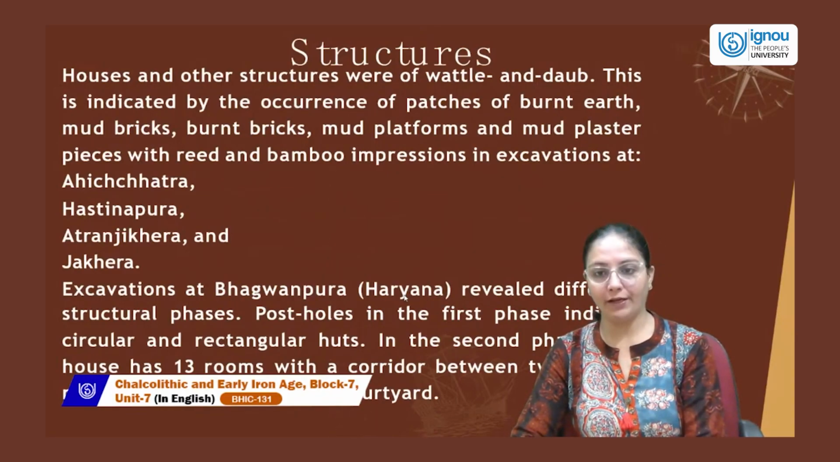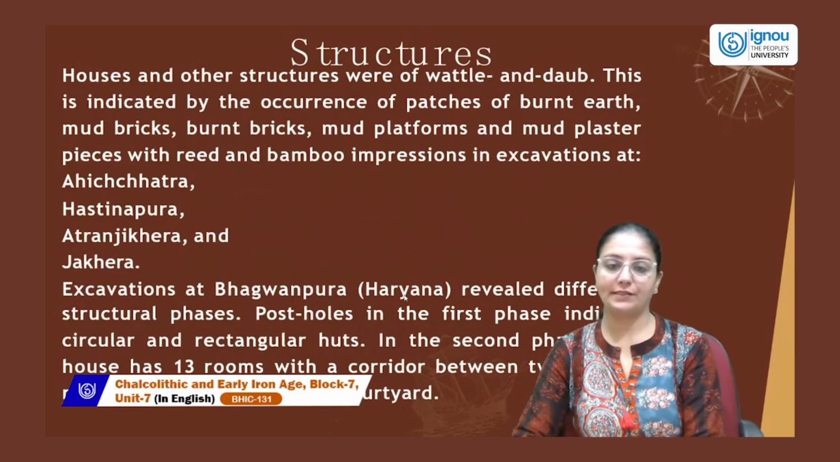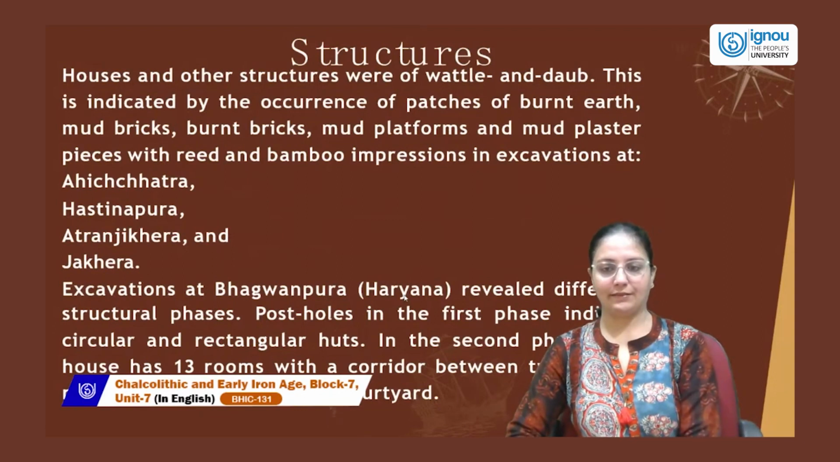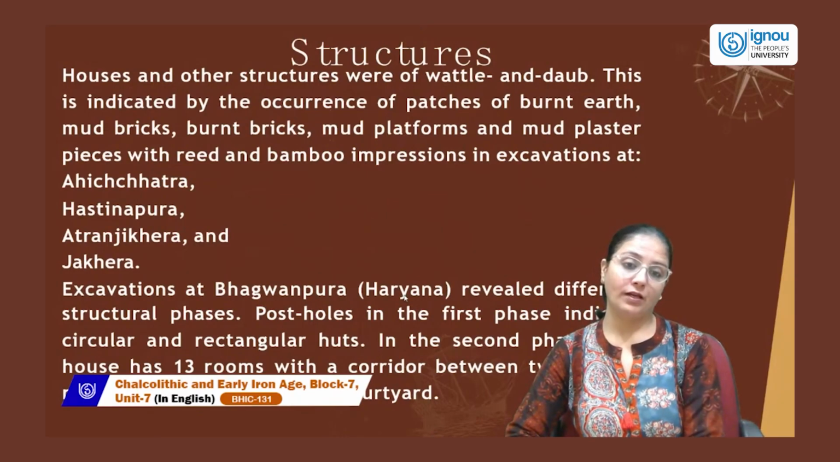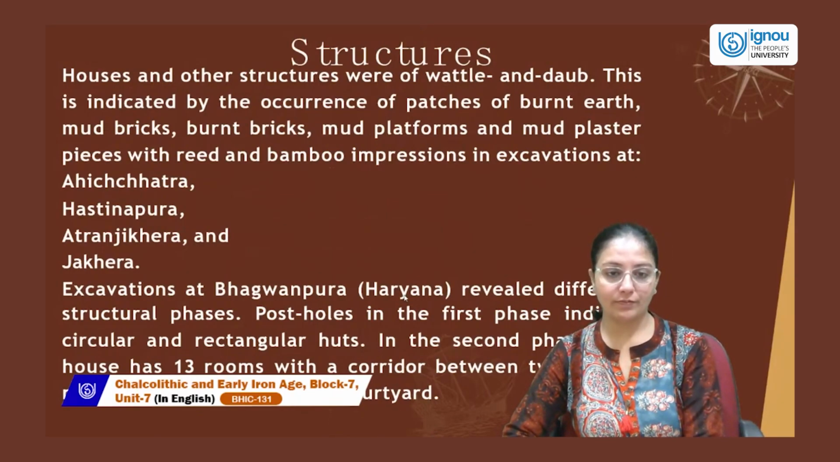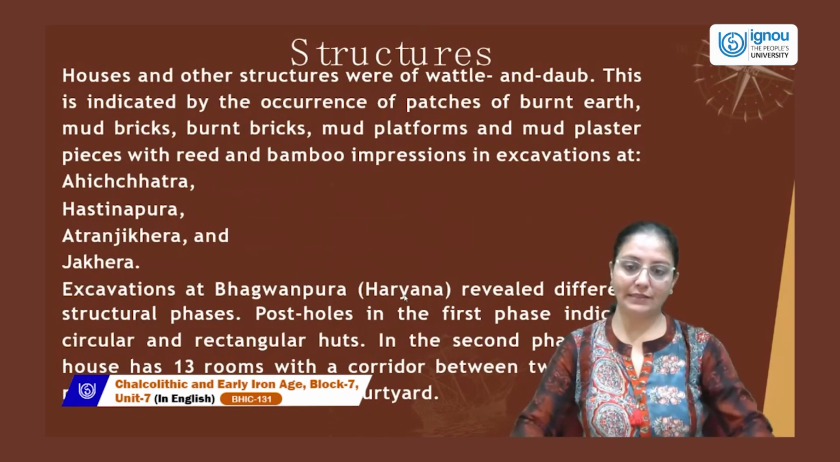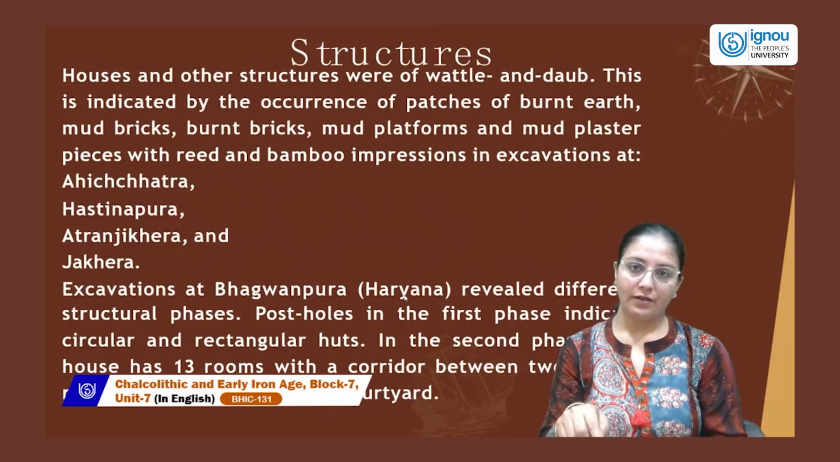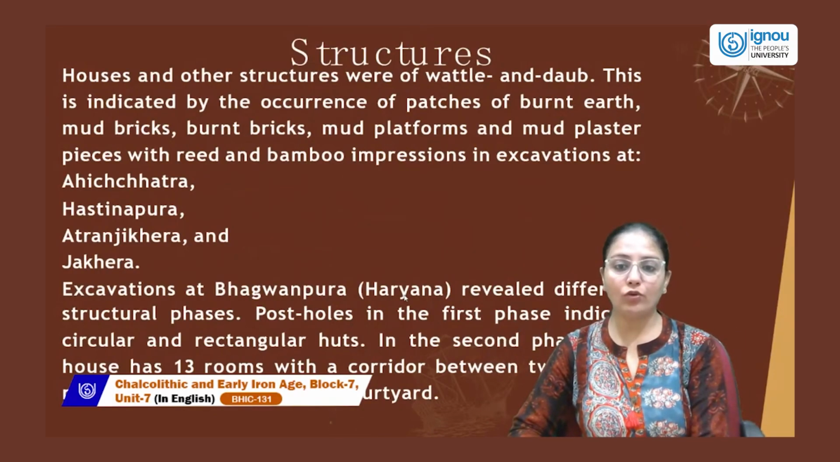Excavation at Bhagwanpura in Haryana revealed different structural phases. Post holes in the first phase indicate circular and rectangular huts. In the second phase, one house has 13 rooms with a corridor between two sets of rooms. This house also has a courtyard. Courtyard means angan, which we see inside at the center of the house, and all corners are covered with rooms. We have seen 13 rooms.